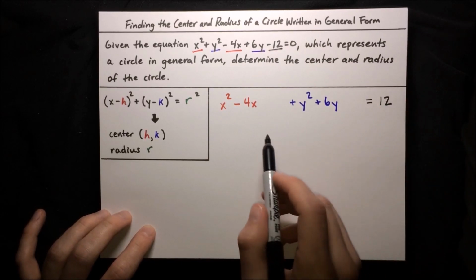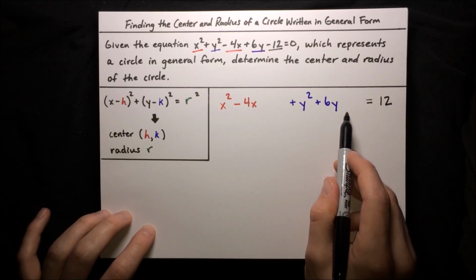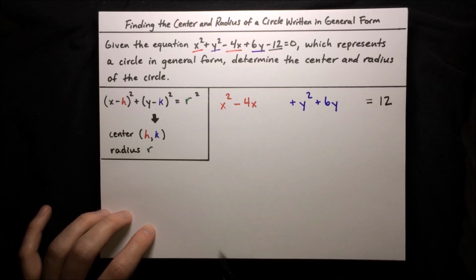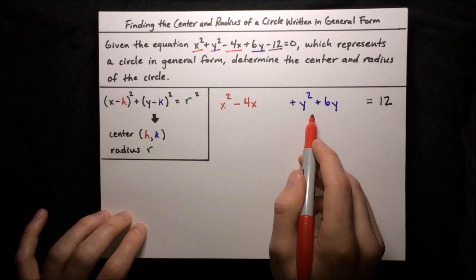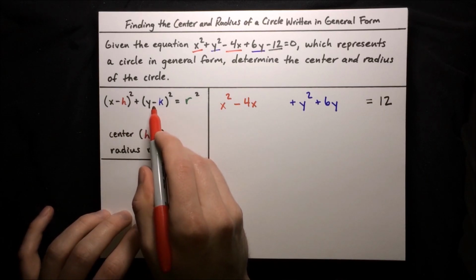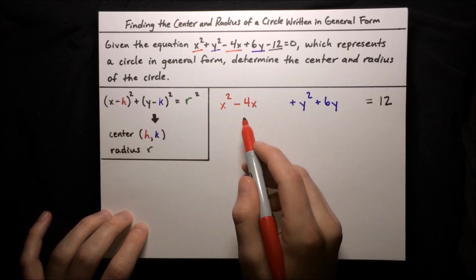Okay, so now you'll see the reason why I'm leaving space is because we'd like to turn each of these, this x stuff and this y stuff, into perfect squares. And do we know any methods by which to do that?